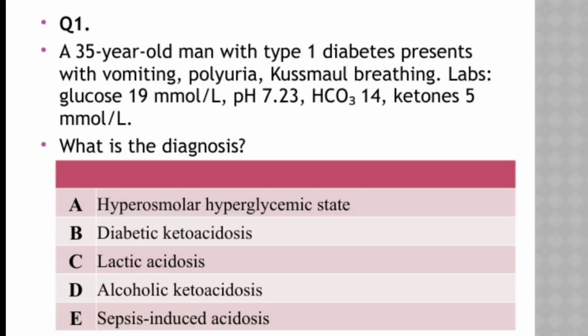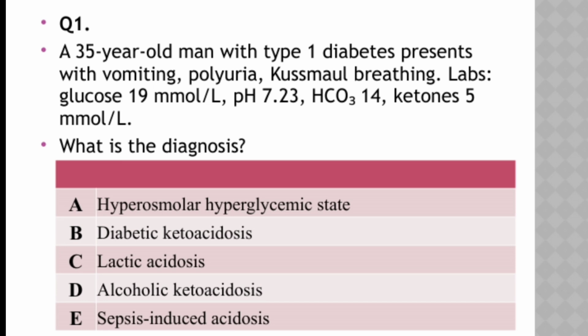Let's take a closer look at this table. It lists several types of acid-base disturbances, starting with hyperosmolar hyperglycemic state, then diabetic ketoacidosis, lactic acidosis, alcoholic ketoacidosis, and sepsis-induced acidosis. Each of these conditions has unique features, but also overlaps in presentation.